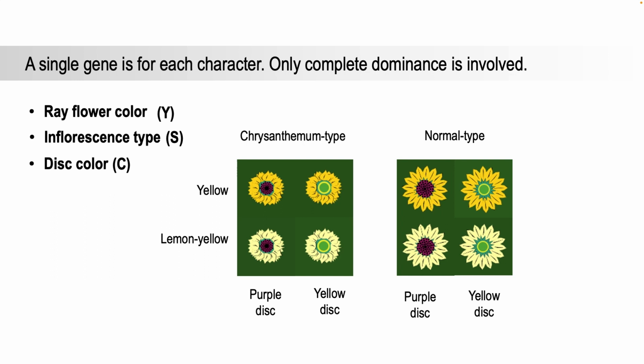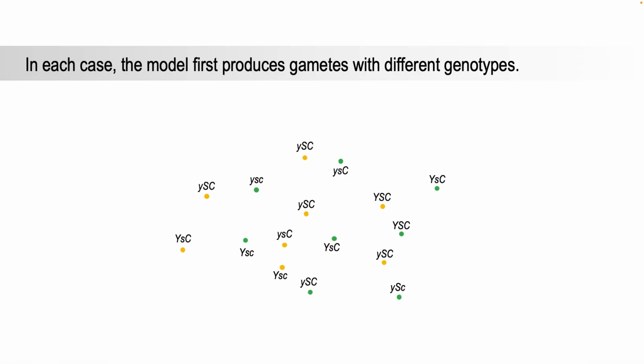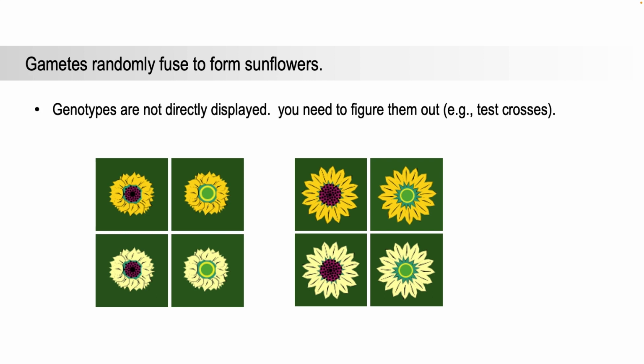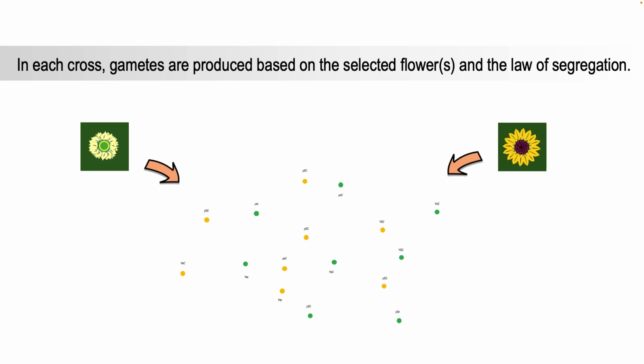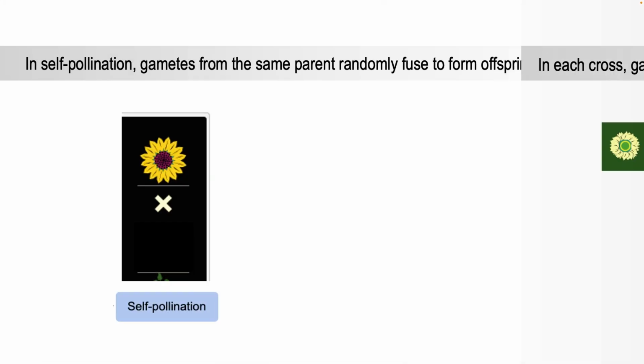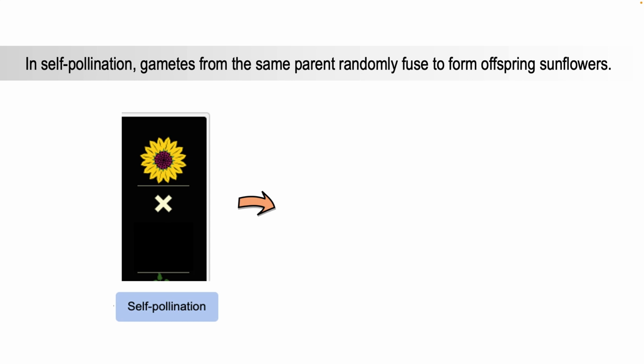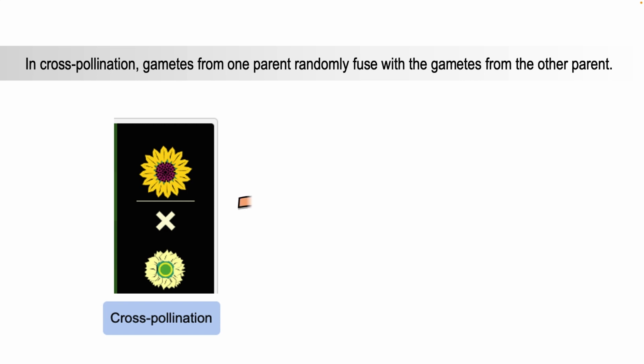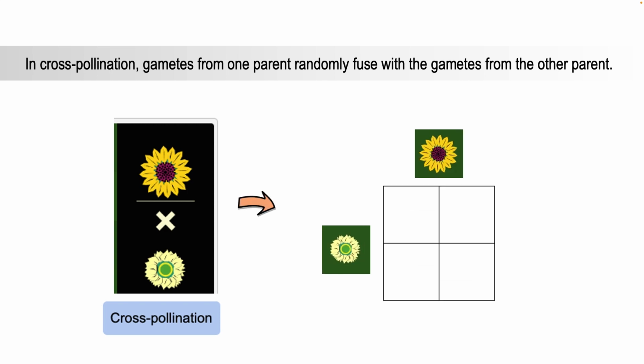In this model, each character is controlled by a single gene. Only complete dominance is involved. In each case, the model first generates gametes with different genotypes. Then, random fertilization occurs among the gametes to form sunflowers. In each cross, gametes are produced based on the selected flower parents and the law of segregation. Then, the sperms and eggs randomly fuse to form offspring flowers.